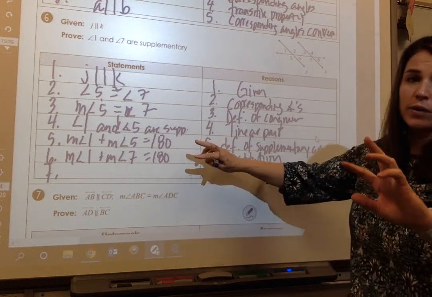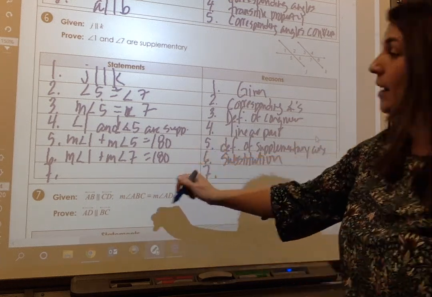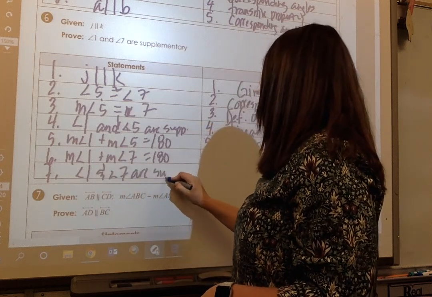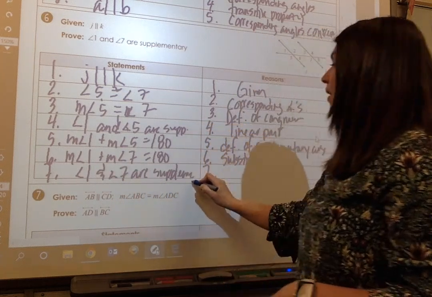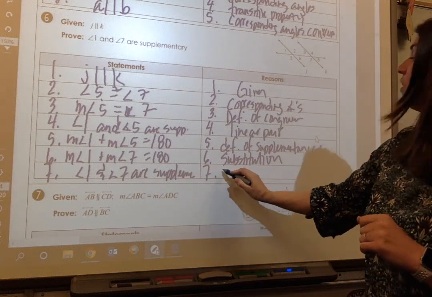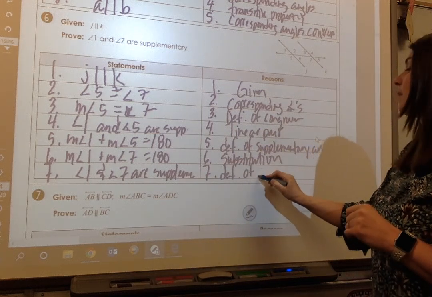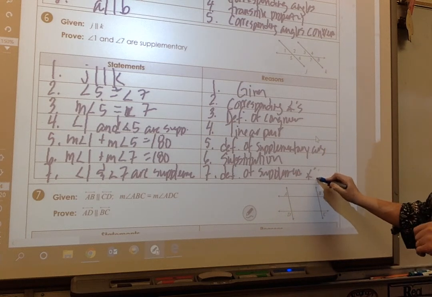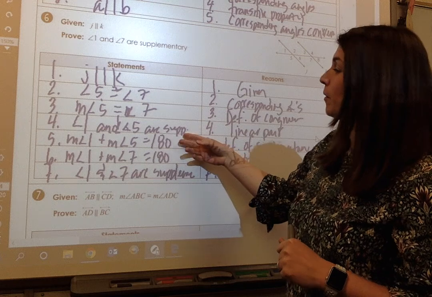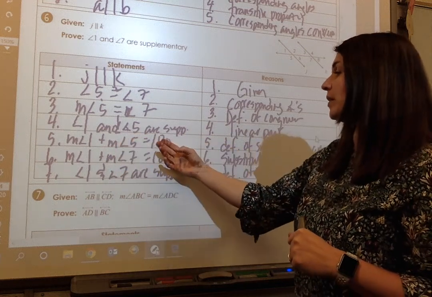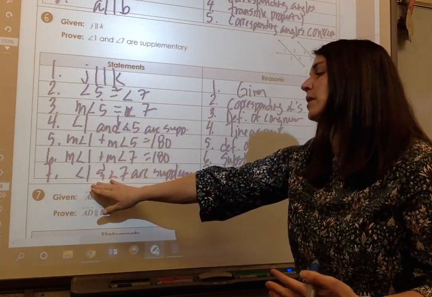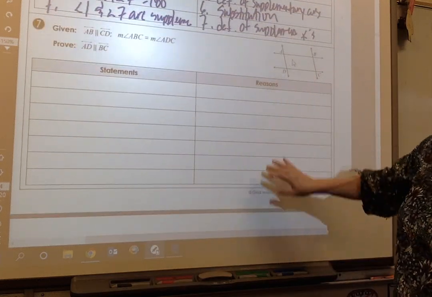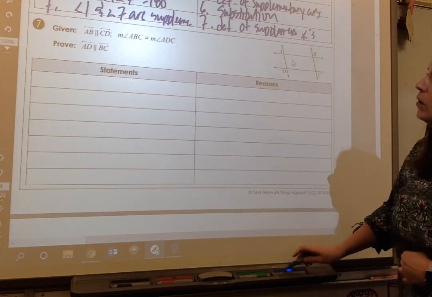And now I can reverse the adding and say that angle 1 and angle 7 are supplementary. And my reasoning is definition of supplementary angles. So remember, definition of supplementary angles tacks on the measurement and puts it equal to 180, and then it allows me to take it off. Remember that? All right, so that's number 6. Let's see how we do on number 7. Oh, so a longer one.